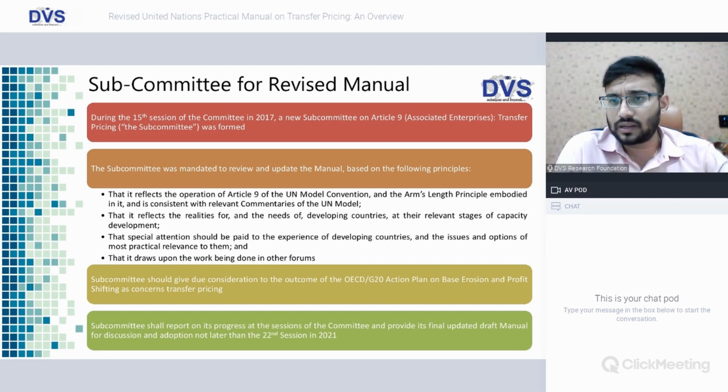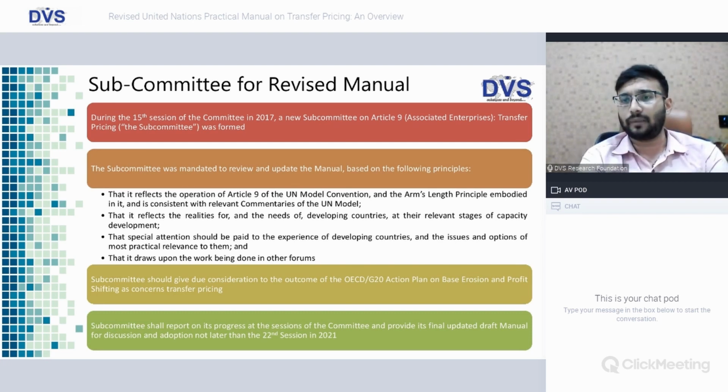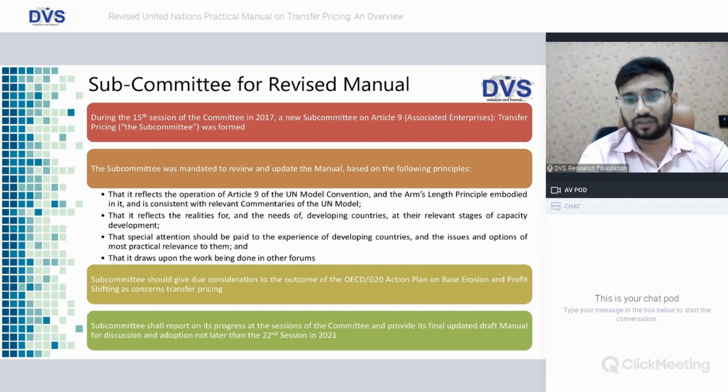The subcommittee should give due consideration to the outcome of the OECD G20 action plan on base erosion and profit shifting as concerns transfer pricing. So, I think there are 15 action plans which have been coined by the BEPS committee. Whatever action plans relate to transfer pricing or concern transfer pricing, the subcommittee should see those as well or provide due consideration to that.